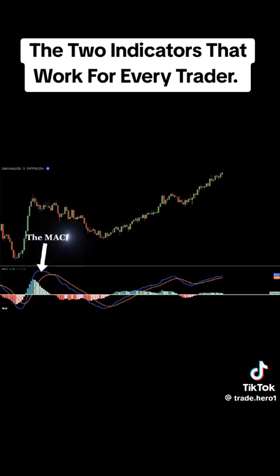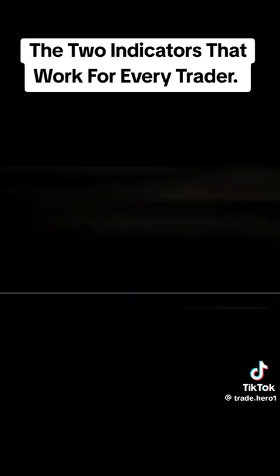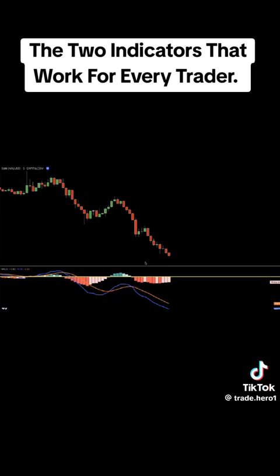This line is created by subtracting the 26-period exponential moving average from the 12-period exponential moving average. If the 12-period exponential moving average is above the 26-period exponential moving average, the MACD line stays above the zero line, and that tells us momentum is bullish. But when the 12-period exponential moving average drops below the 26-period exponential moving average, the MACD line dips under the zero line, signaling bearish momentum.